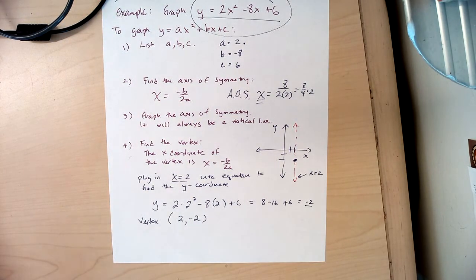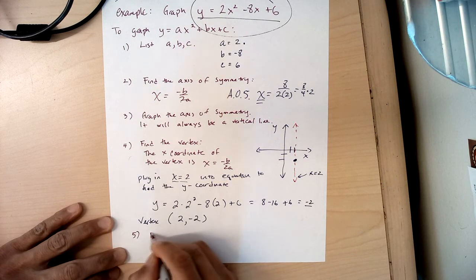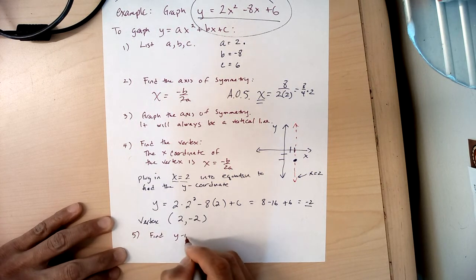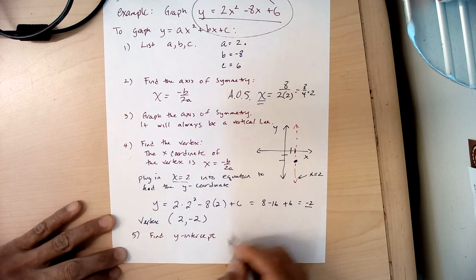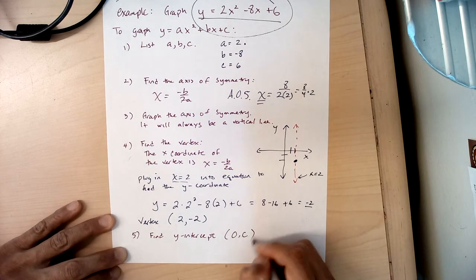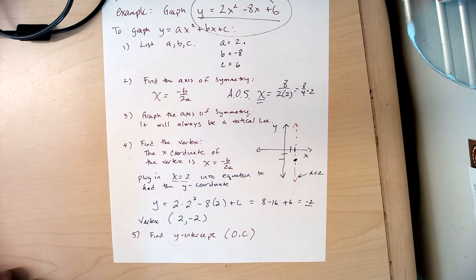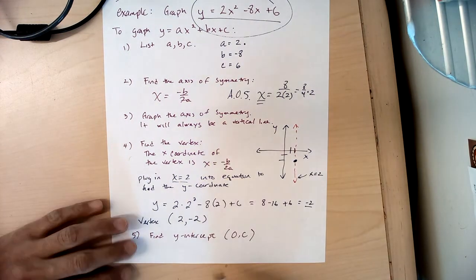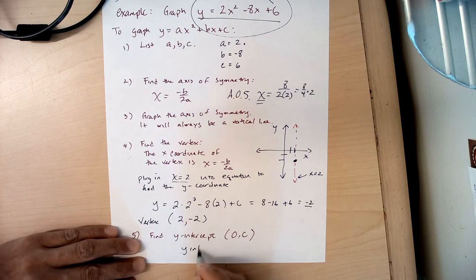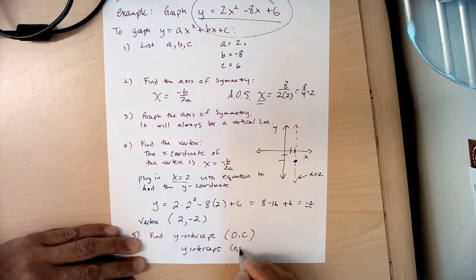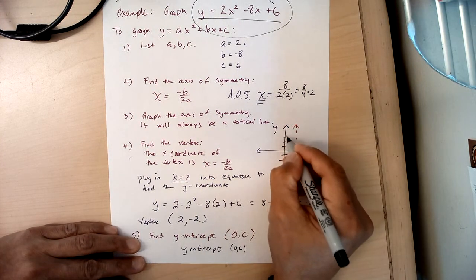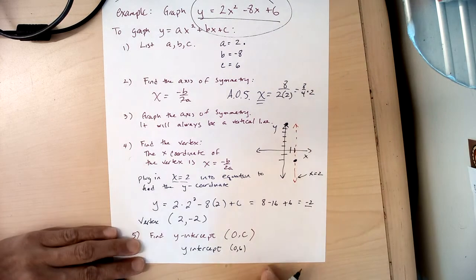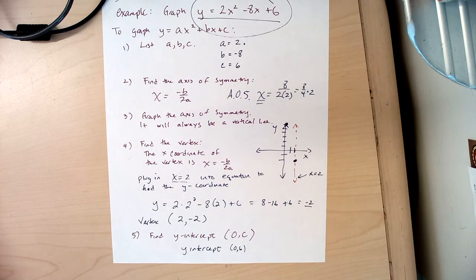Again, write this part down so we can find the y-intercept. The y-intercept is always going to be 0 and then c. So in this case, c is 6. I have to go all the way back up to step 1. So the y-intercept for this graph is 0, 6. And then I can graph that right here. I'm going by ones. So the y-intercept is 0, 6.